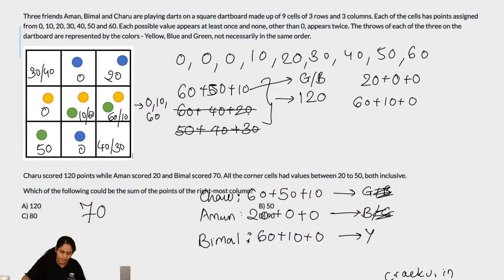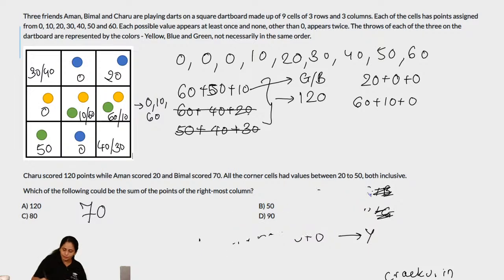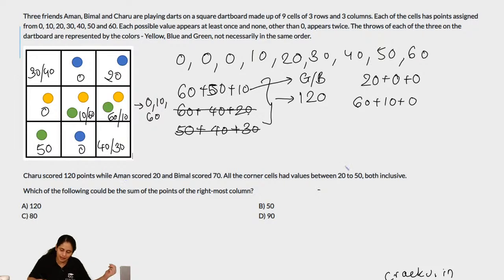The second question is, which of the following could be the sum of the points of the rightmost column. I'll just remove this so that you can see the options. The rightmost column is over here. If you consider the values over there, you have 20 in the upper corner. Then you can have either 60 or 10, and you can have either 40 or 30.